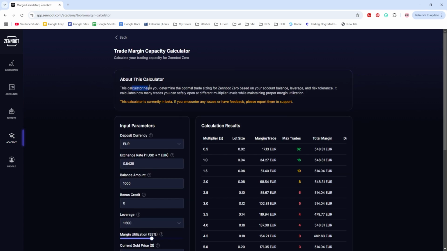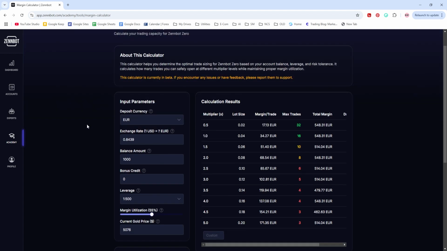This calculator helps us to determine the optimal trading size for the ZennBot Zero based on our account size, leverage and risk tolerance. First of all, let's go through the input parameters and the question marks right next to them. Currency deposit, I think it's self-explanatory. I'm gonna hover on the question mark so you can pause this and read it. I'm using the euro, the exchange rate of $1 against 1 euro. Currently the exchange rate is 8.4. We can adjust it if needed, but it's best to use the current price. I'm gonna hover on the question mark so you can pause it and read it as well.